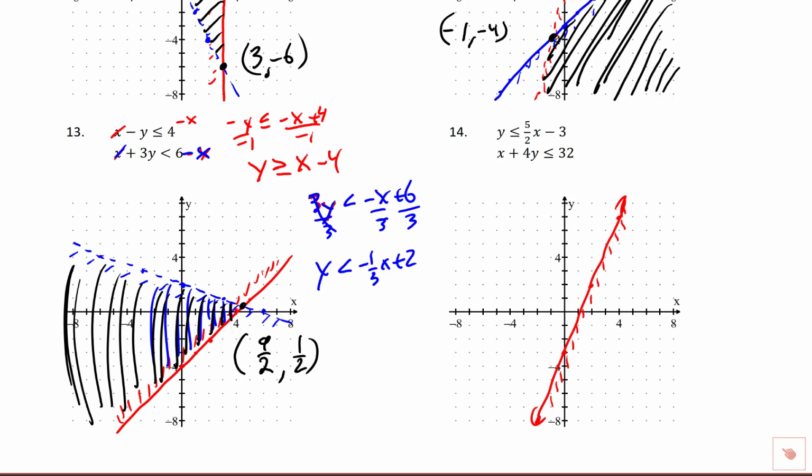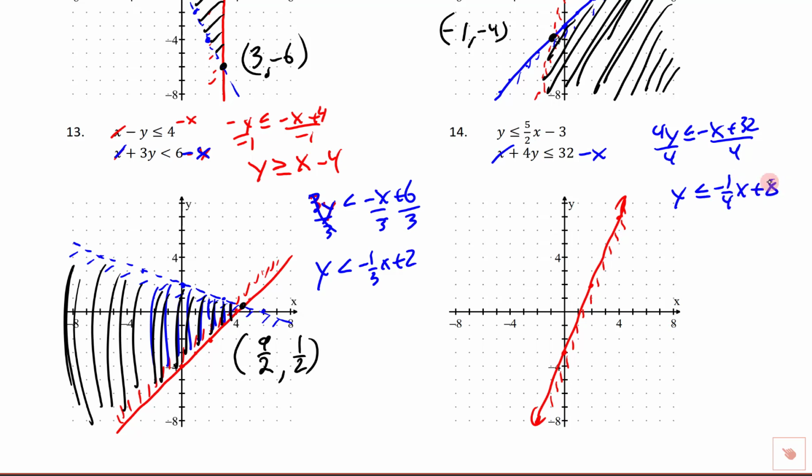And then this other one, I'm going to put this in slope-intercept form, so I'm going to subtract the x. So this is going to be 4y. Subtracting doesn't change the inequality, so this is still a less than or equal to. I'll do the negative x first, then plus 32. And then we're going to divide everything by 4. So if I do that, I get y is less than negative 1/4 x, and then plus 8.